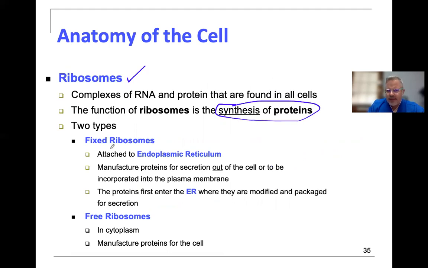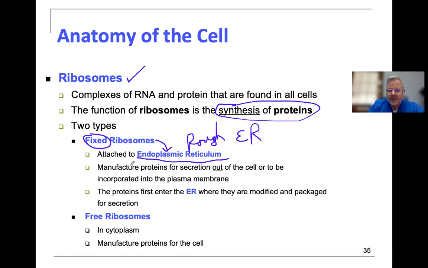When these ribosomes are attached to the endoplasmic reticulum, then we call them fixed ribosomes. And those fixed ribosomes attached to the endoplasmic reticulum are going to give them a very rough looking appearance. So they call it the rough ER, the rough endoplasmic reticulum.